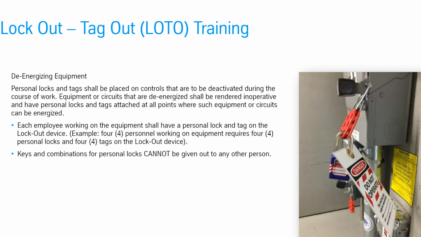De-energizing equipment. Personal locks and tags shall be placed on controls that are to be deactivated during the course of work. Equipment or circuits that are de-energized shall be rendered inoperative and have personal locks and tags attached at all points where such equipment or circuits can be energized. Each employee working on the equipment shall have a personal lock and tag on the lockout device. Example, 4 personnel working on equipment requires 4 personal locks and 4 tags on the lockout device. Keys and combinations for personal locks cannot be given out to any other person.